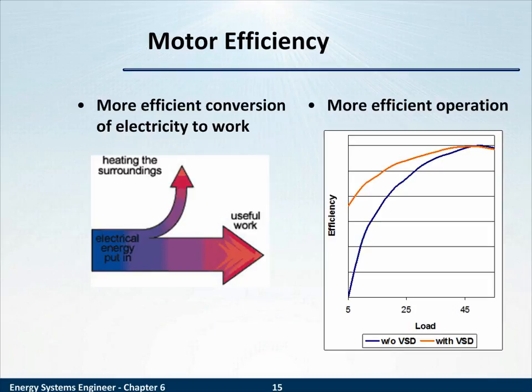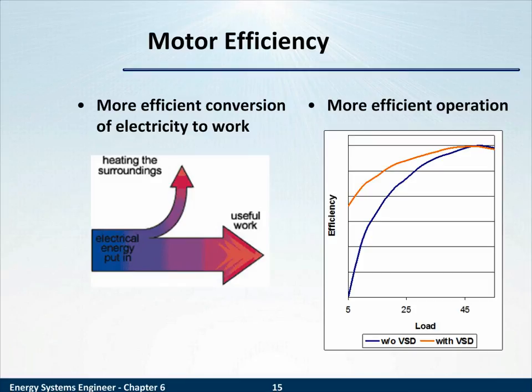We've considered how you can improve power factor. Now we turn back to how you can improve motor efficiency. There are basically two ways. You can either make a motor more efficiently convert electricity to work, or you can cause a motor to operate more efficiently. The first happens by looking at how much of the electrical energy you put into a motor is translated into useful work versus unintended work or heating the surroundings. If you can reduce the unintended heat or work, you can improve the efficiency of a motor. The other way is operating an existing motor more efficiently.